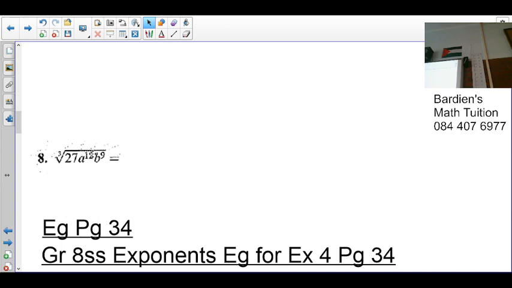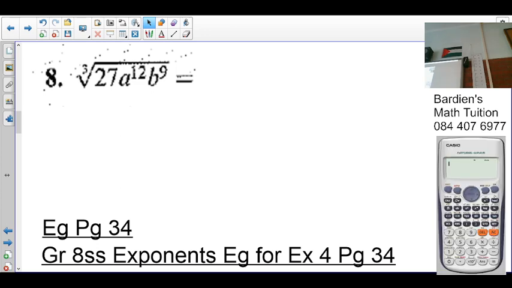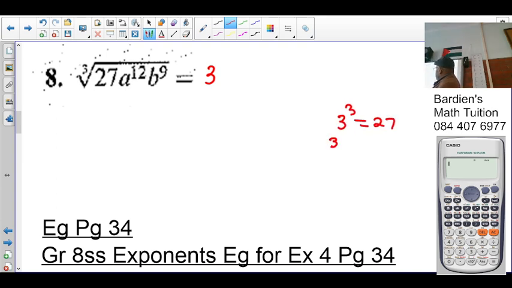So number 8. The cube root of 27, a to the exponent 12, b to the exponent 9. Okay? Alright, so what's the cube root of 27? 3. Who's saying 9? What's 3 times 3? 9. 9 times 3? 27. So 3 cubed is 27. So what's the cube root of 27?